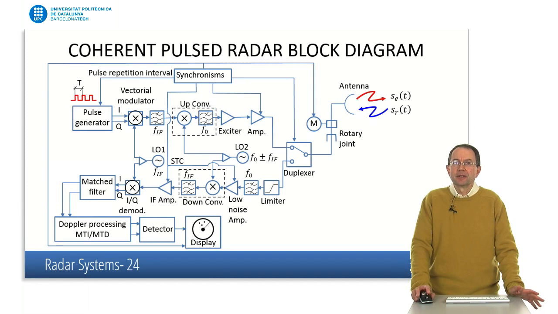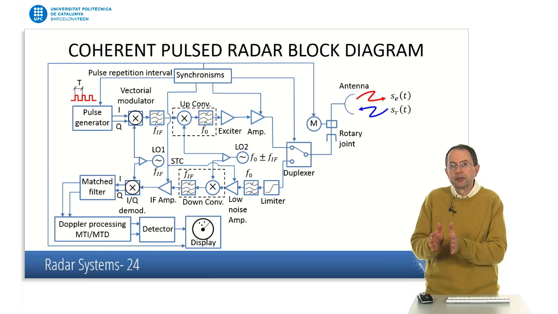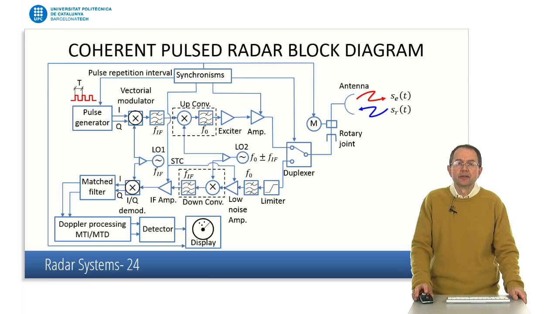Okay, let's now consider the architecture of a pulsed radar. Pulsed radars transmit pulsed signals, so they transmit high power during a short time with a certain period of repetition. The architecture of the system is basically a transmitter section, which in this figure is the upper part of the slide, and the lower part corresponds to the receiver.